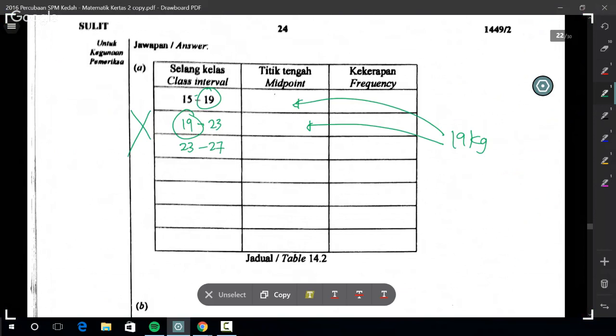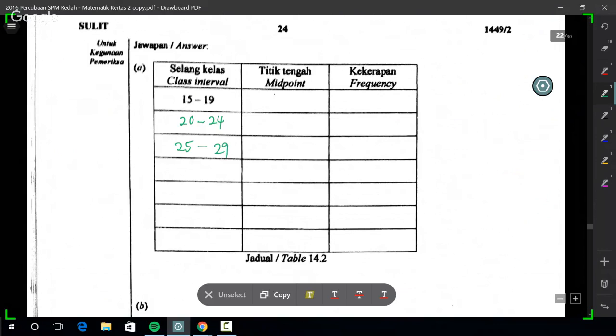Therefore, whenever you do a statistics question, you try to avoid this kind of problem. So what I will do over here is, I won't start from 19. If I see there is an end at 19, I will continue with 20, meaning the next number. Then I plus 4, go to 24. Then I go to 25 to 29, then 30 to 34, and then 35 to 39, and then 40 to 44, and then 45 to 49.